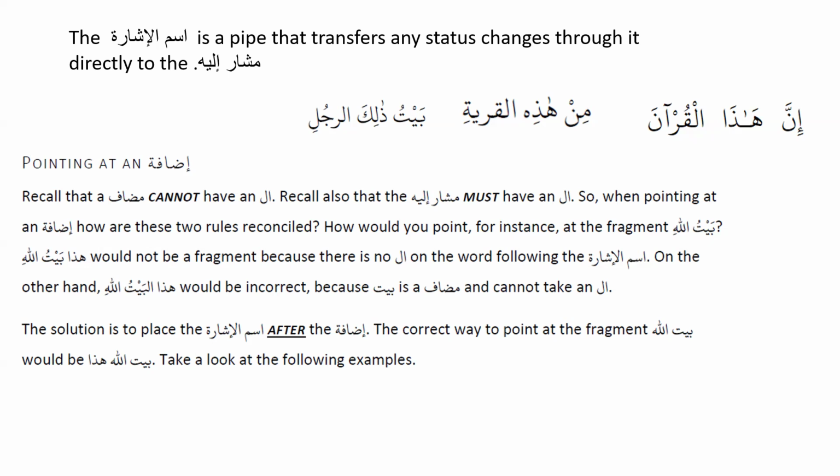Again, try to understand the problem first, then we'll go to the solution. The problem is, if I want to point to an idafa, what is idafa? Mudaf and mudaf ilayh, and mudaf cannot have alif lam. But I want to point to an idafa. So, car of Karim, or maybe the house of the Muslims. And I want to say this house of the Muslims, this car of Karim. How am I going to point to that?